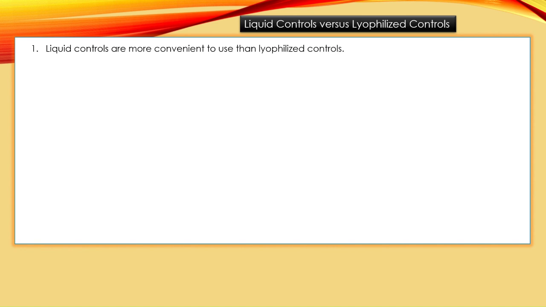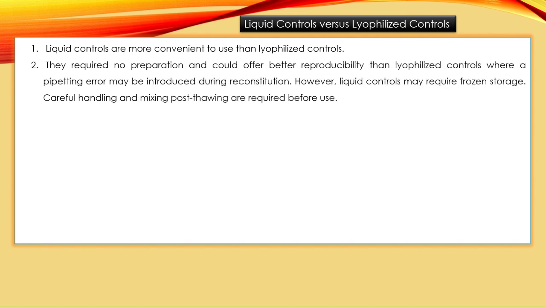Liquid controls versus lyophilized controls. 1. Liquid controls are more convenient to use than lyophilized controls. 2. They require no preparation and could offer better reproducibility than lyophilized controls, where a pipetting error may be introduced during reconstitution. However, liquid controls may require frozen storage. Careful handling and mixing post-thawing are required before use.